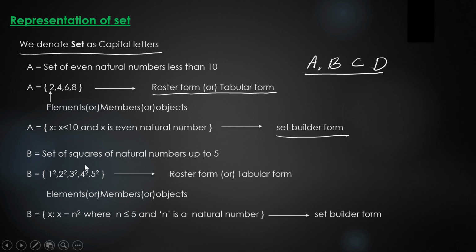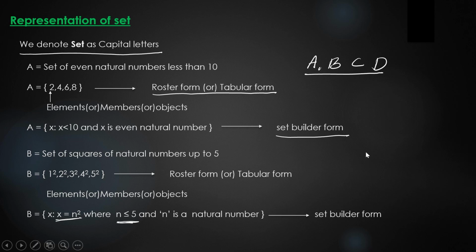This is the roster form of set B, and in the set builder form we will have B is equal to {x : x is equal to n square}. Here they are mentioning the formula x is equal to n square. If you place n value as 1, you get 1 square. If you place n value as 2, you get 2 square, like that. So they are mentioning the formula here, and the condition is that n is less than or equal to 5 and n is a natural number. This is called set builder form.